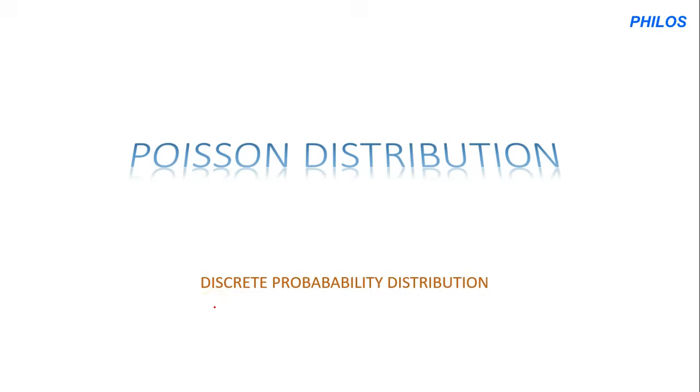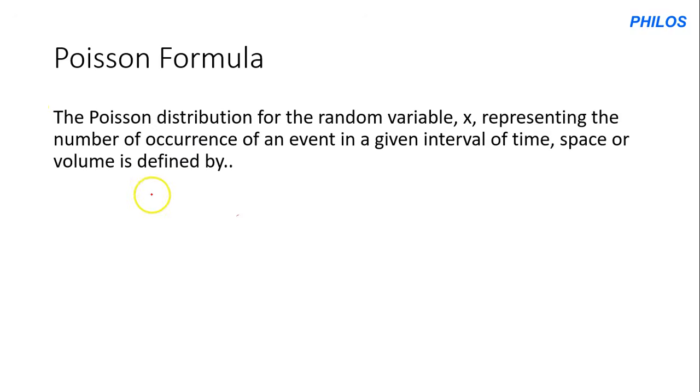Today I'm going to take you through Poisson distribution. So without wasting much time, let's start. Now the Poisson formula is given by mu exponent x times e exponent negative mu divided by x factorial.